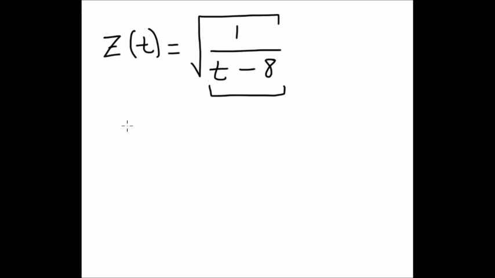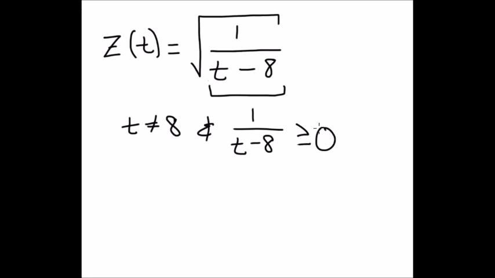So I'll just start off by recognizing that the denominator here cannot be 0. In other words, we need for t to never be equal to positive 8. So that's one limitation on the domain for this function. We need to force the denominator to not be 0. And now we're going to consider the full expression 1 over t minus 8 and ask, when is 1 over t minus 8 greater than or equal to 0?